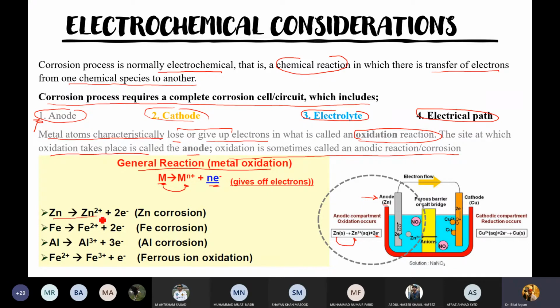For example, zinc going to Zn2+, iron going to Fe2+, aluminum going to Al3+ by giving up 3 electrons, or even the ionic form of Fe2+ giving up another electron and converting into the plus 3 form, which is again the ferrous ion oxidation. It's again an oxidation process that is taking place at the anode. All right. So far, is it clear? Yes, sir.